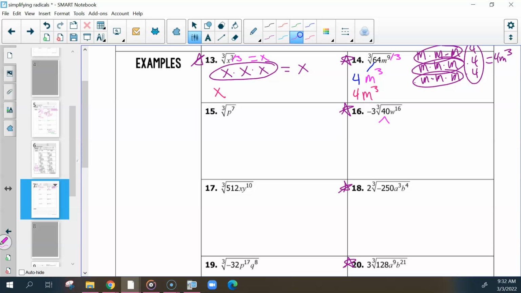4 is not a perfect cube. 8 is. So 8 and 5. The cube root of 8 is what? 2. We have this negative 3, so I'm going to bring that down. And then the cube root of 5 would stay the same.